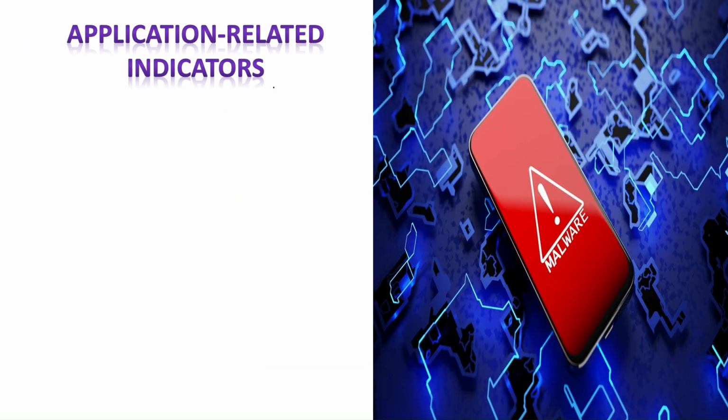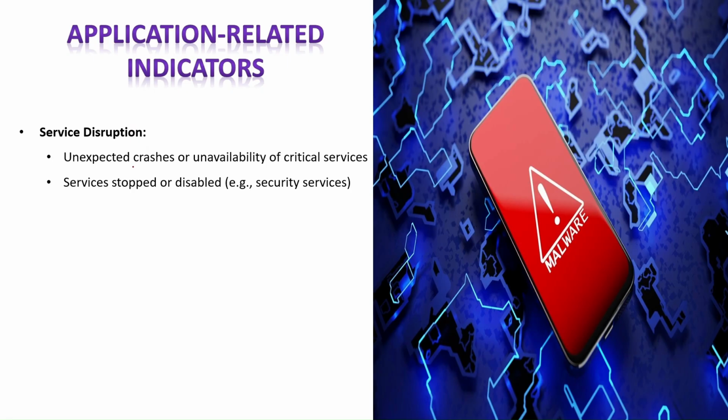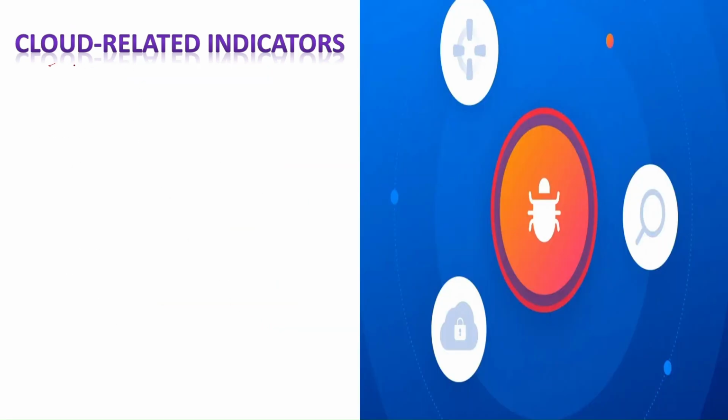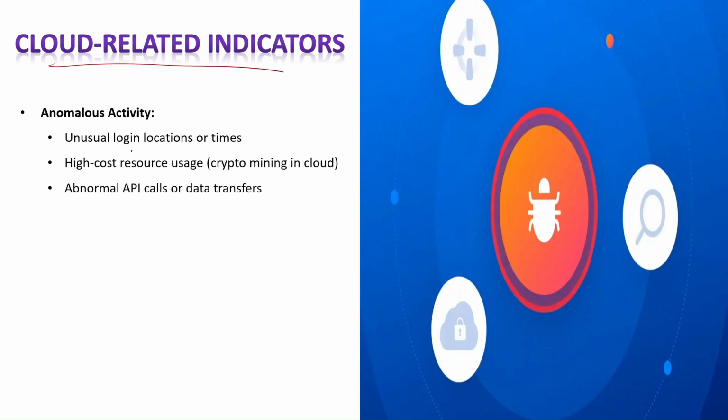So, some application related indicators. Service disruption, unexpected crashes or unavailability of critical devices. Services stopping or being disabled, for example, security services. Anomalous application activities, when applications are making unusual network connections, when web servers are serving malicious content, and database queries showing injection attempts.